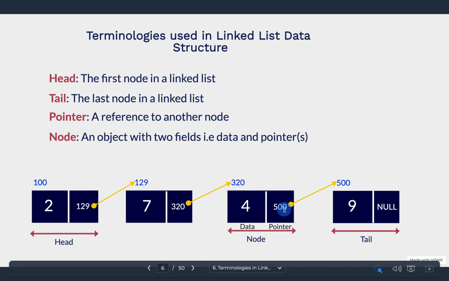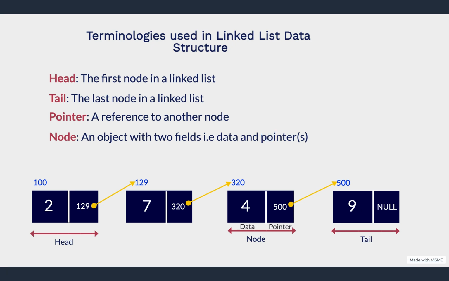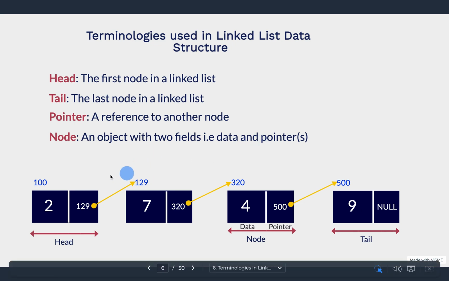The last term here is a node. A node is an object with two fields, which are a data and a pointer, or pointers, because a node can have more than one pointer. If you check out this node here, it has two fields, a data and a pointer. That is what makes up a node.